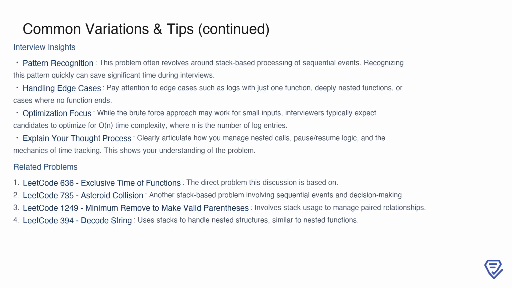It's important to explain your thought process thoroughly. For example, how are you managing nested calls? How are you pausing and resuming parent functions? How are you tracking and calculating exclusive times? A clear explanation demonstrates not only your coding skills but also your understanding of the underlying mechanics.